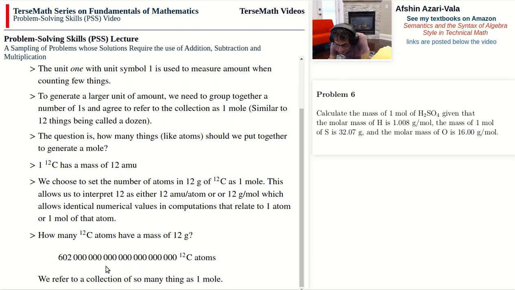But it turns out that if I want to keep the numerical value of mass the same for 1 mole as it is for 1 atom, then I will have to put together this many C12 atoms. Now the argument I gave used C12 as an example, but you can use any isotope of any atom. You can even use protons, you can use molecules, and in the end it will come to the same number.